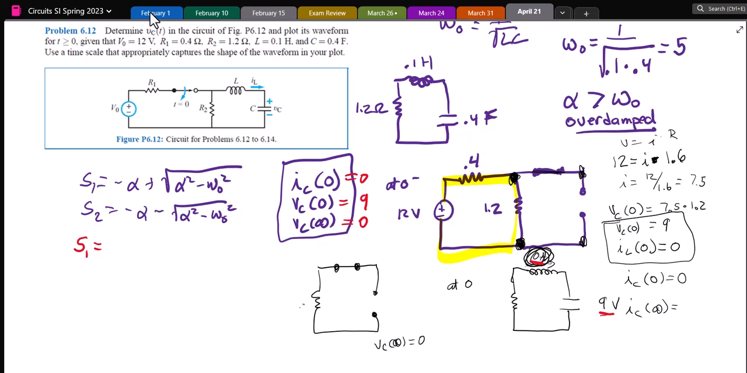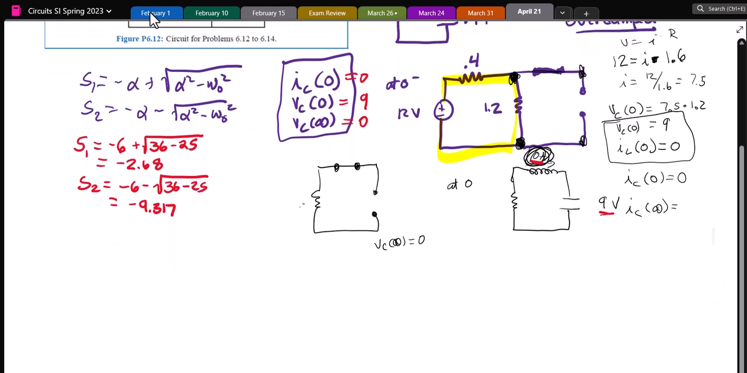Okay, so now let's get our S1 and S2. So S1 is minus alpha, and alpha was 6. So it's minus 6 plus the square root of 36 minus 25. And so S1 ends up being negative 2.68. And S2 is minus 6 minus the square root of 36 minus 25, and that's minus 9.317.